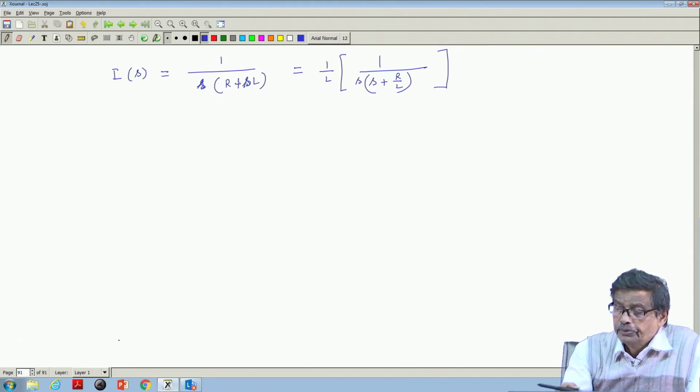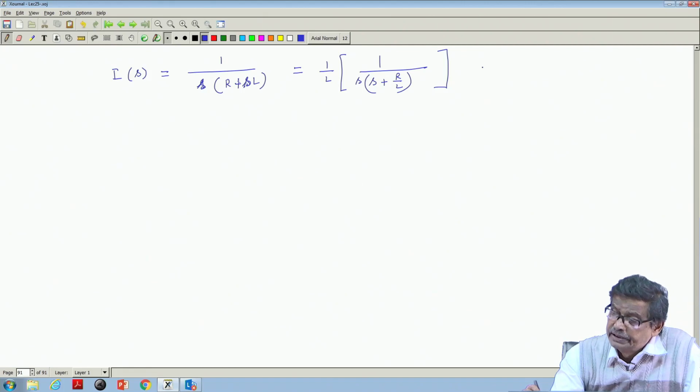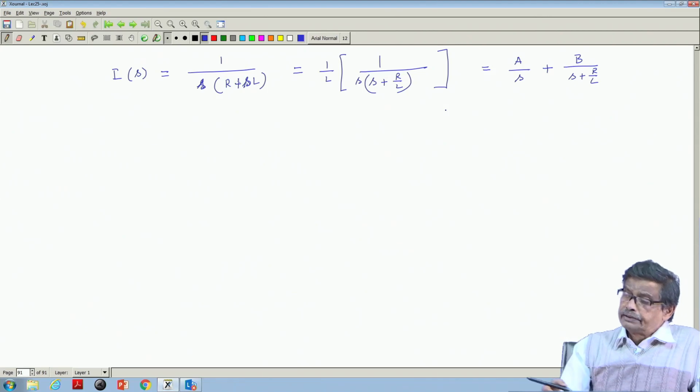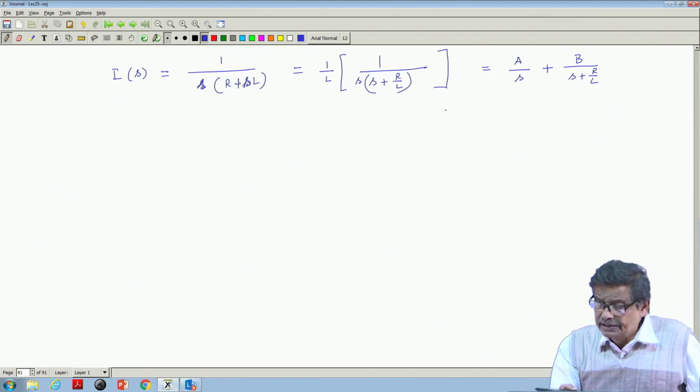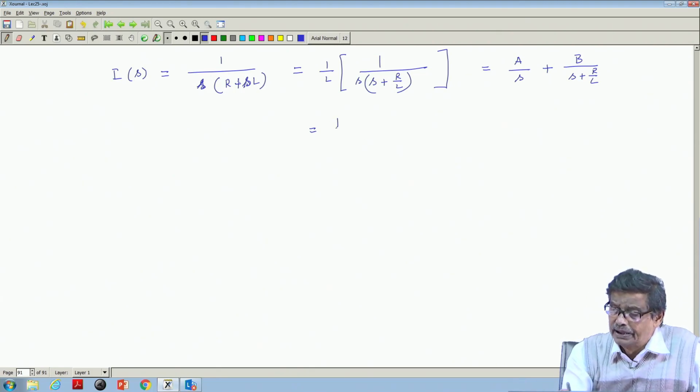Now, what you have to do is check whether it fits into any of the known formulas. Really not, so right now I am not sure. So what I will be doing is break it up into partial fractions, try to write it in this form, A by S plus B by S plus R by L, and try to find out the constants A and B. In this case, it is so simple that I can do it mentally.